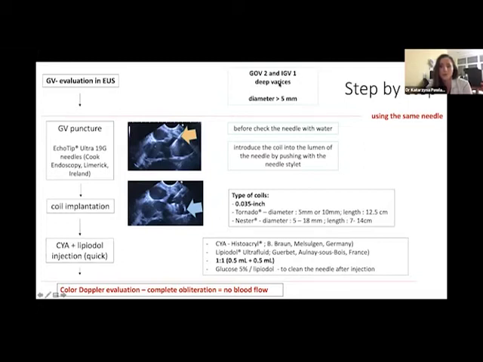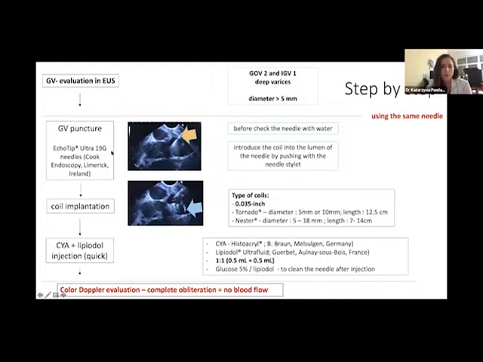And then we look at the site, like gastroesophageal varices type 2 and isolated gastric varices type 1. We look for the superficial but also the deep type of varices and the good diameter for this procedure. Before we start, we check the needle with water to see if everything is okay. We also introduce the coil into the lumen of the needle before the puncture, by pushing it with the needle stylet. Then we perform the puncture with the 19 gauge needle in our center.